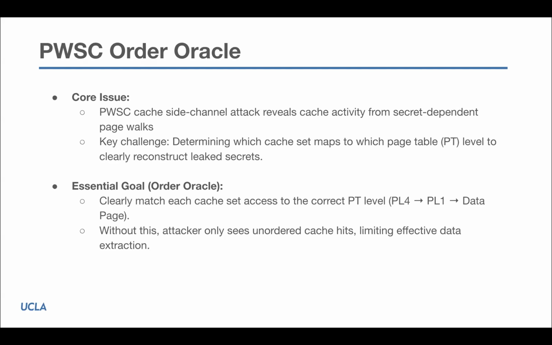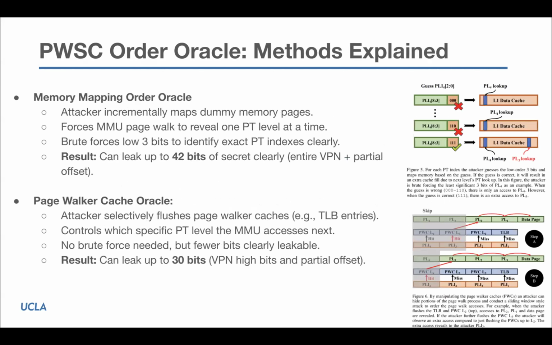So to get useful information from the hits, the attacker needs something we call an order oracle. Its job is to help match each cache access to the correct page table level. So instead of a bunch of random cache hits, you get a clear picture. Without this information, it's just noise, and you can't figure out the secret behind the accesses. So let's see how the attacker figures out the page table level using the order oracle.